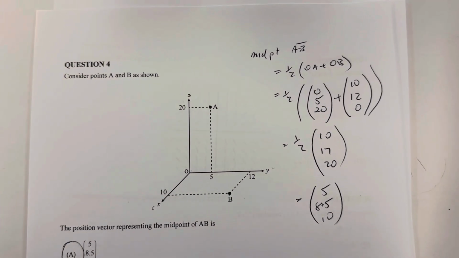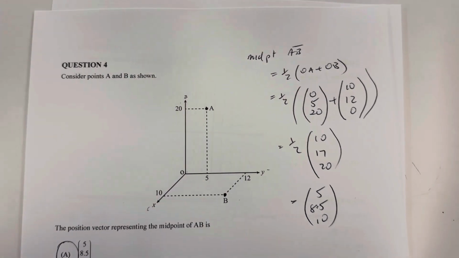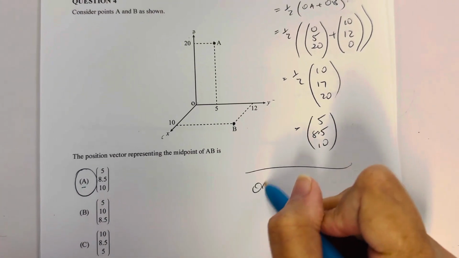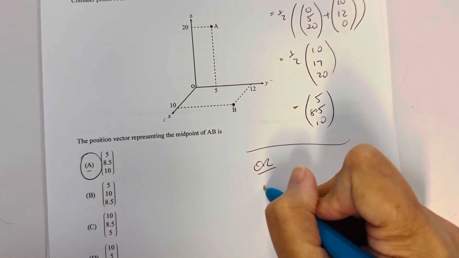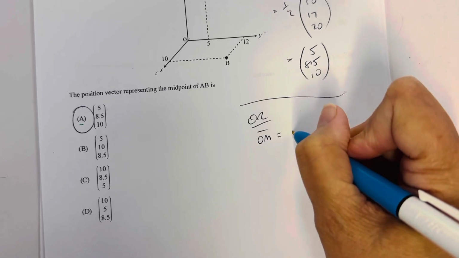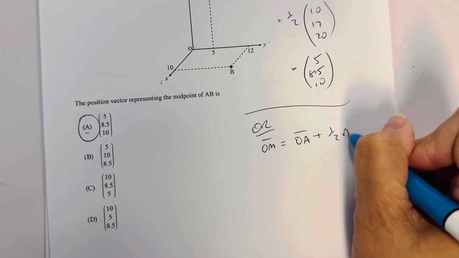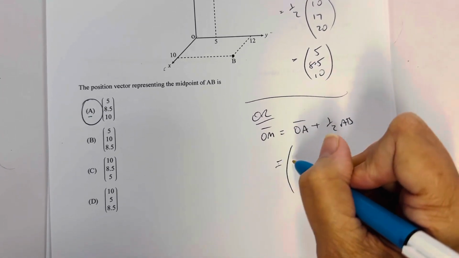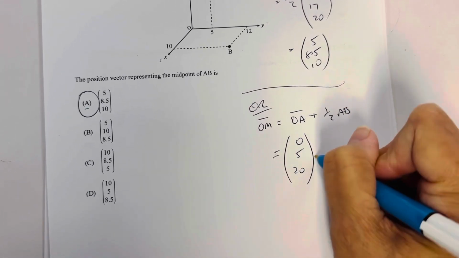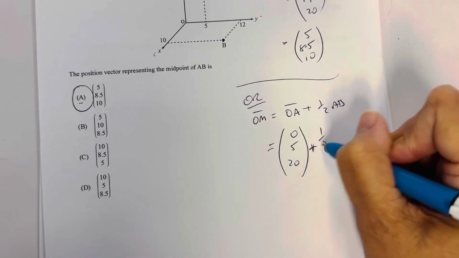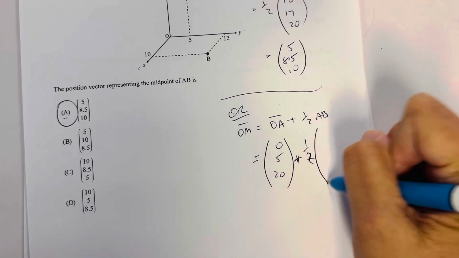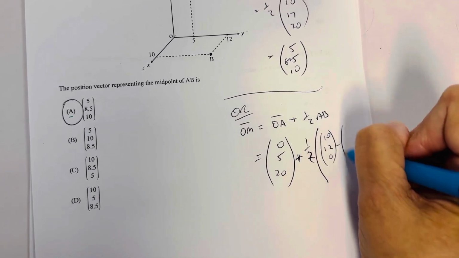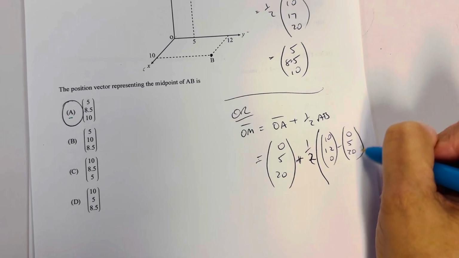Now, I know there will be some of you who may not have remembered this midpoint rule. The other way you could have done it, assuming my midpoint is OM, I want to find OA plus a half AB. I could have worked it out that way. OA is my (0, 5, 20). My AB is going to be (10, 12, 0) take (0, 5, 20).